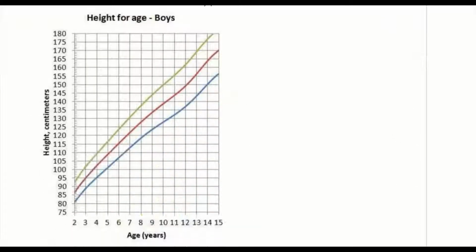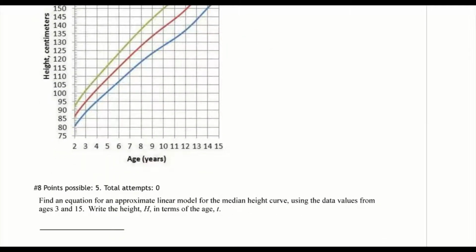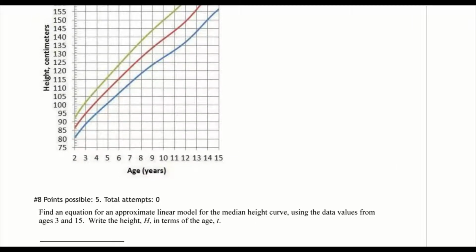So this middle line is the median, right? Middle, median. And given these data points on the graph, we want to be able to make a model based on the points for 3 and 15. So again, identify the points and do those steps. Find the slope, solve for b, write your form.